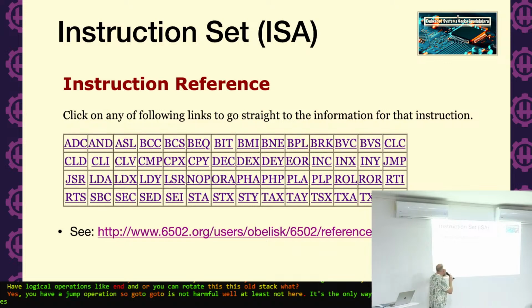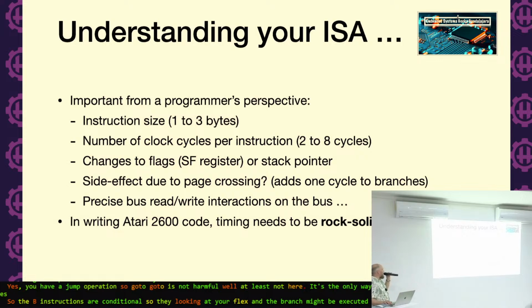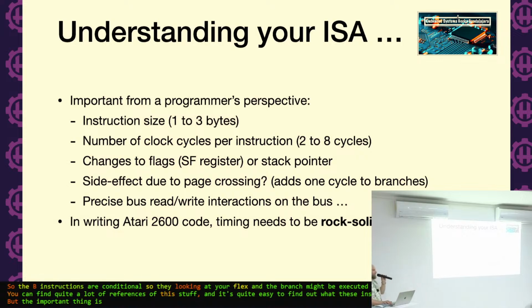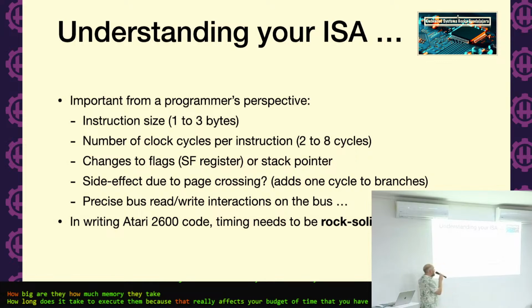You can find quite a lot of references for this stuff, and it's quite easy to find out what these instructions do. But the important thing is, you need to understand them. And that means not just knowing what they do functionally, but also knowing the size. How big are the instructions? How much memory do they take? How long does it take to execute them? Because that really affects your budget of time that you have to write the games. Changes to flags: do they set your flags?